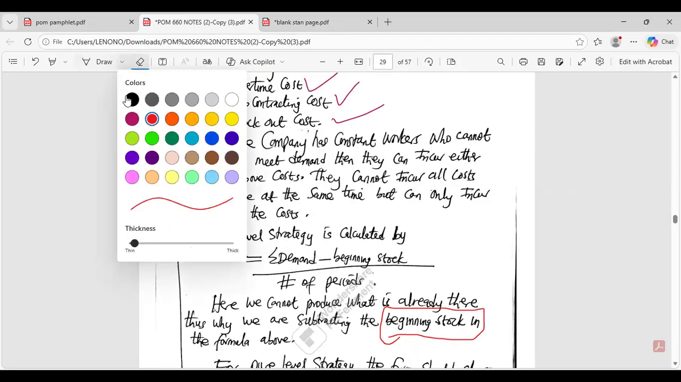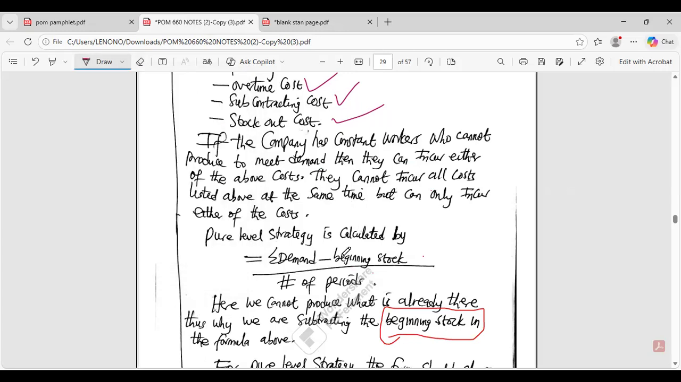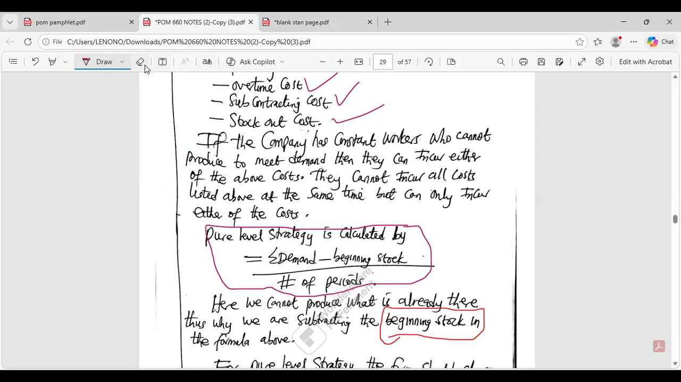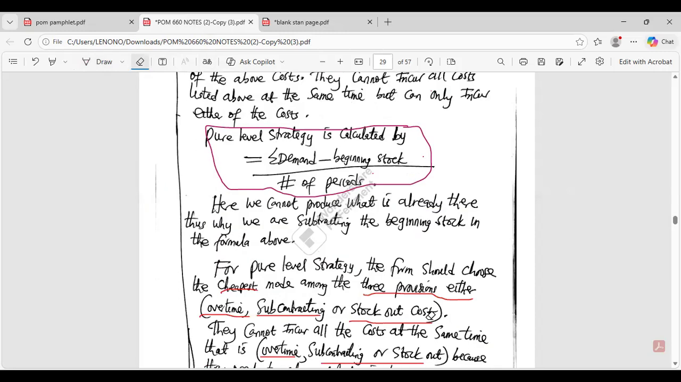Then pure level production is equal to the summation of demand minus beginning stock, divided by the number of periods. So this is how you get the pure level production: summation of demand minus beginning stock over number of periods. Here we cannot produce what we already have. That's why we are subtracting the beginning stock in the formula above, because what is already there is already there. So you just need to know what extra you can produce apart from what is already there.